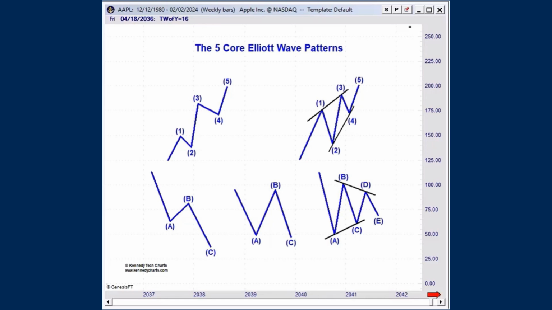Now, what's the value? What's the purpose of the Kennedy channeling technique? Well, it's a simple trendline technique or tool that I use to aid me in differentiating between corrective wave patterns, corrective structures, and an impulse wave.